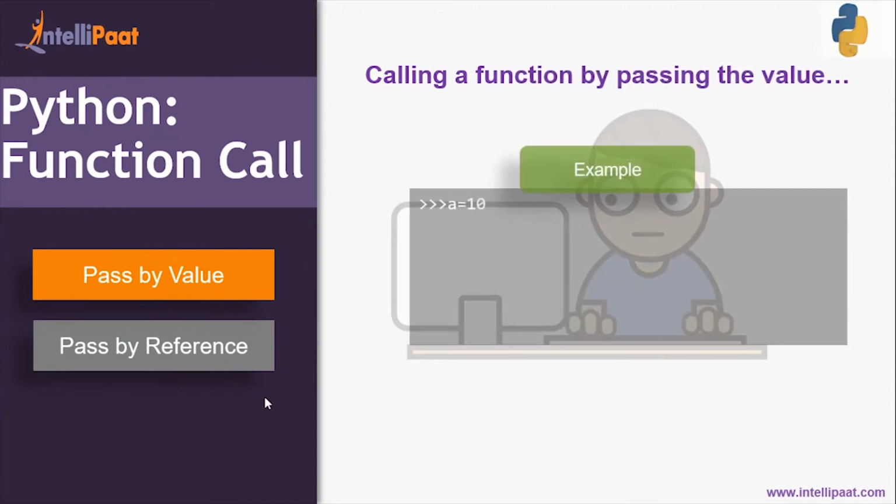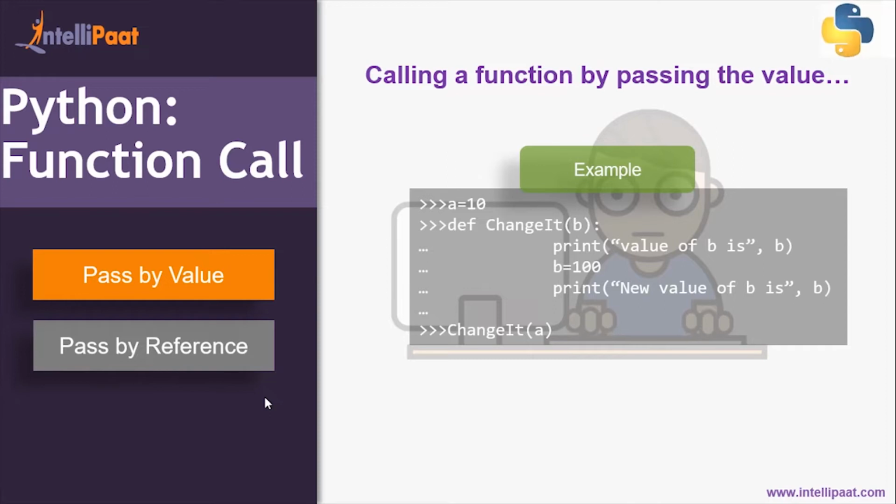For example, a equals 10. Def, that is the keyword, so we are defining the function, print the value of b is b, and again inside the function we are updating the value of b to be 100 and print the new value of b is b, and then we call change and pass a. Now since the value of a was 10, this function would take the value of b as 10. So it prints value of b is 10 and new value of b is 100.